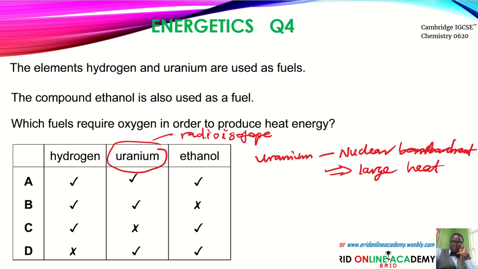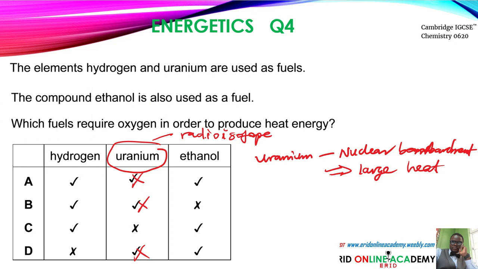So definitely, looking at this particular question using the elimination method, anywhere we see uranium being ticked as a source of energy that requires oxygen will be wrong. This is wrong, this is wrong, and this is wrong. By the elimination method, definitely C will be the most suitable option here.